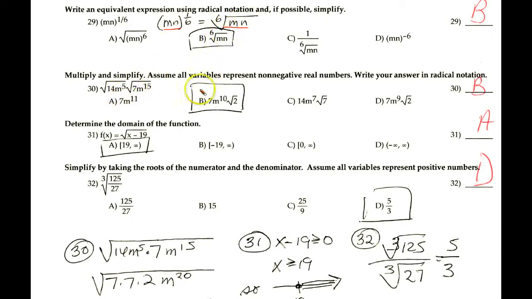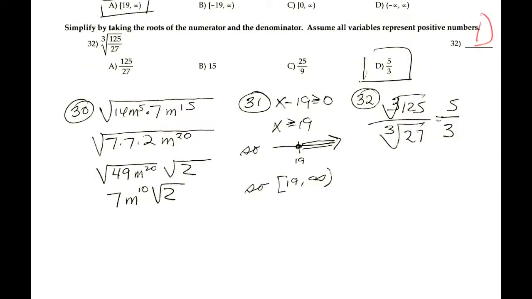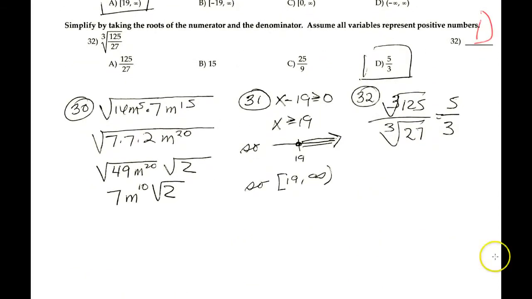Now, for number 30, 31, and 32, I've actually had a little room at the bottom of the page, so I've written them out there. So let's go there to look at them. So again, I put it all under one radical sign. We want to simplify. And can you see that this is 7 times 2? And there's another 7. And just get m to the 20th.